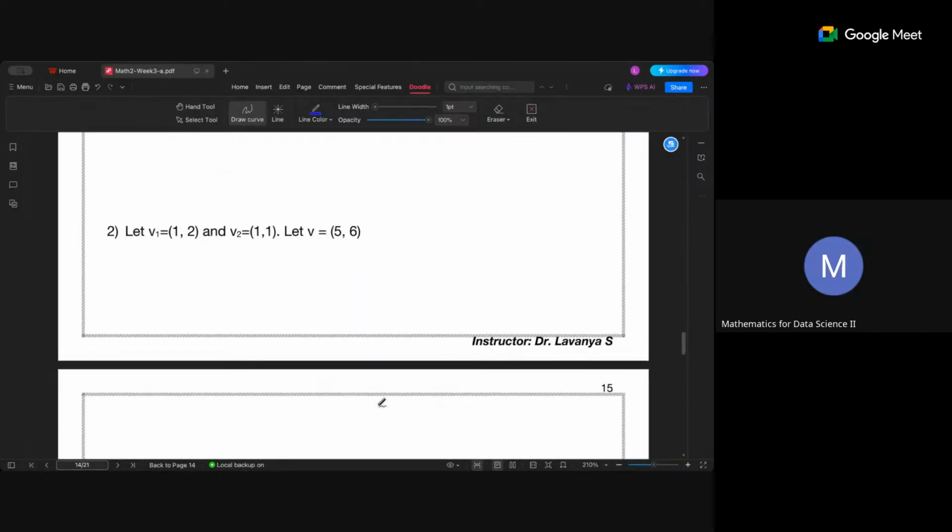Okay. So can you express v as a linear combination of v1 and v2?